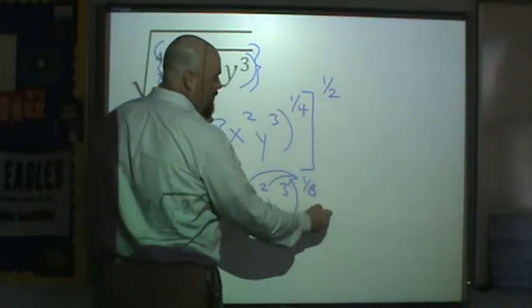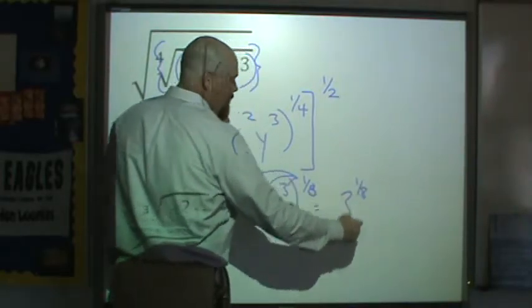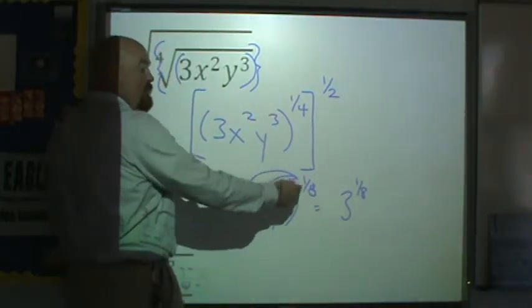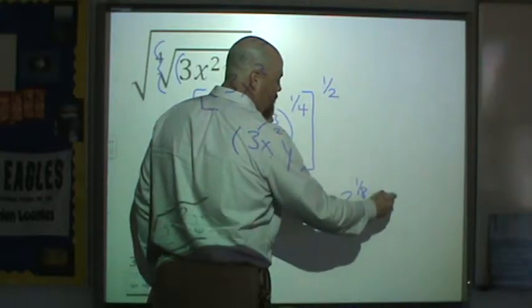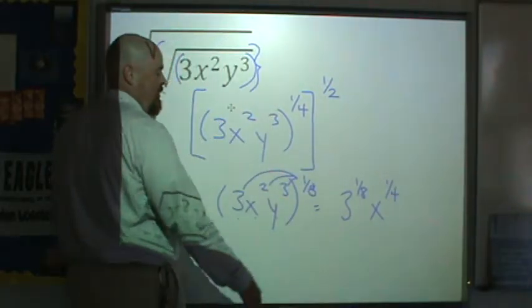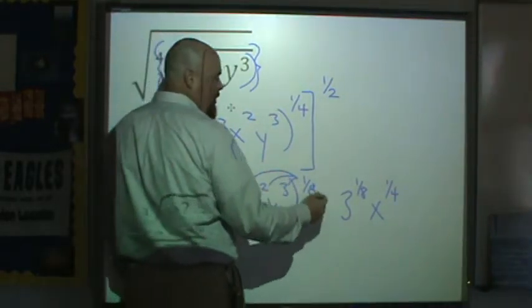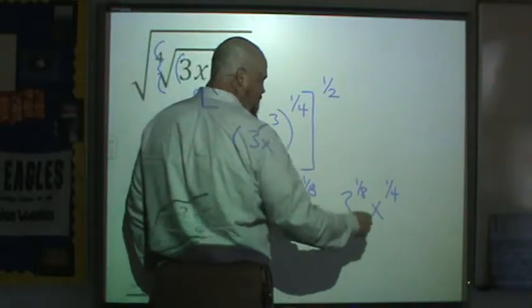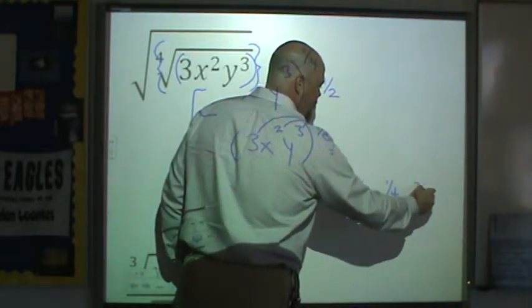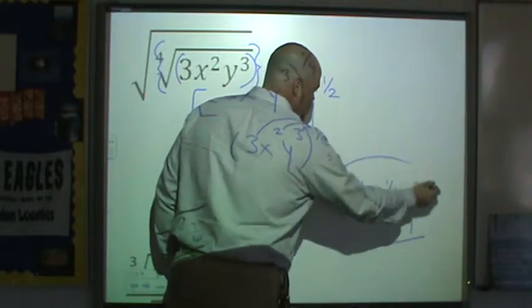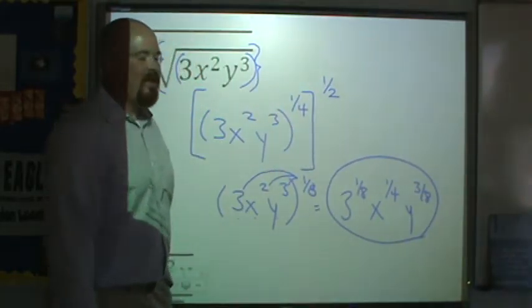What we end up with is 3 to the 8th power, x to the 2 times 1/8, which, do your margin work, you get 1/4, and then y cubed to the 1/8 power. I'm multiplying these exponents as well. We get y to the 3/8. Written with those rational exponents, that's our simplified form.